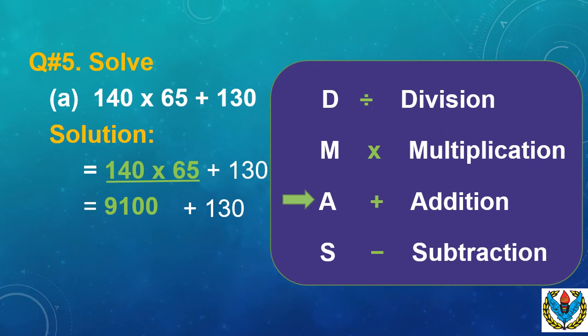Now here is only addition operation. We will add them now. We will add 9100 and 130. We will get 9230, which is our final answer.